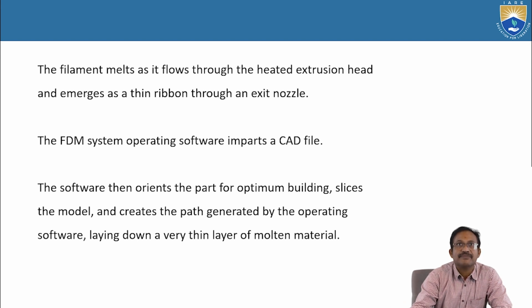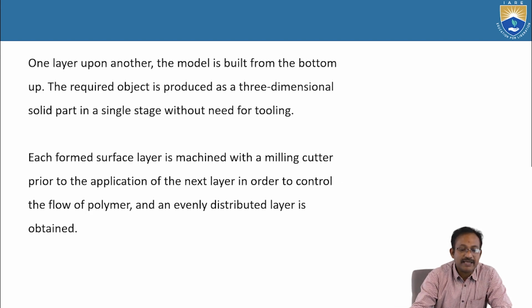The FDM system operating software imports a CAD file. The software then orients the part for optimum building, slices the model, and creates the path generated by the operating software, laying down a very thin layer of molten material. One layer upon another, the model is built from the bottom up. The required object is produced as a three-dimensional solid part in a single stage without need for tooling. Each formed surface layer is machined with a similar cutter prior to the application of the next layer, in order to control the flow of polymer, and an evenly distributed layer is obtained.